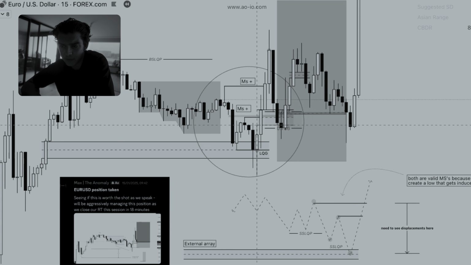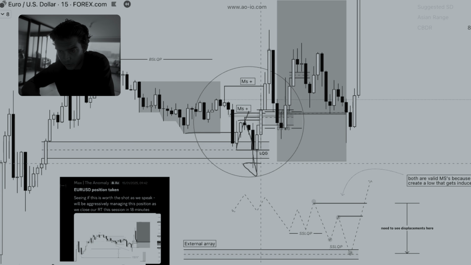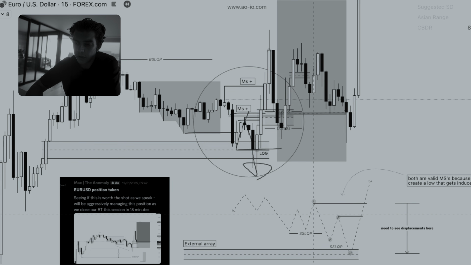Both of these MS market shifts were valid, right? Because both of them actually trade through passive liquidity. So this one through Asia low into this M15 array. And this one actually creates a new swing point, which respects bearish imbalance here and then goes lower. We see an LQG here, liquidity grab, and we see another one below there as well. So all in all, M15 did the job here.